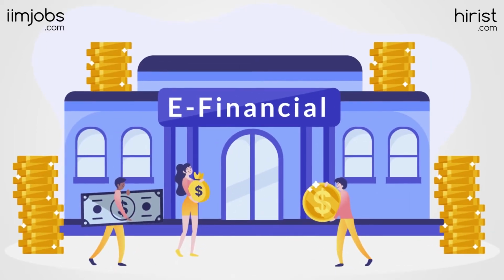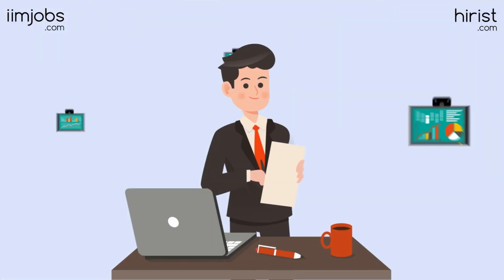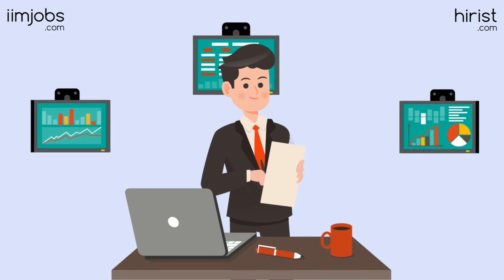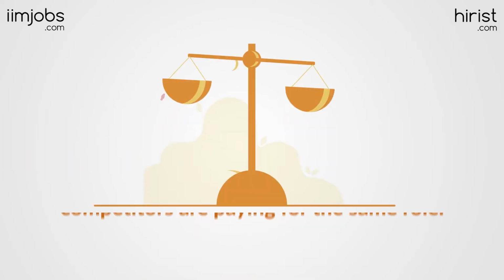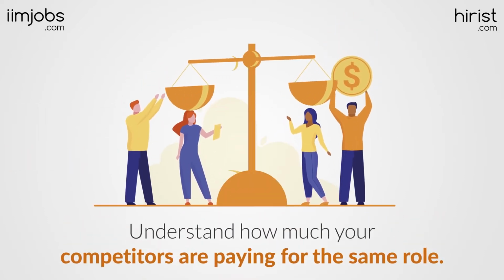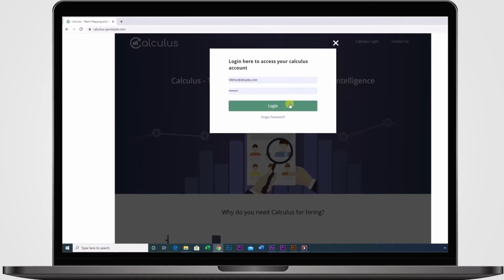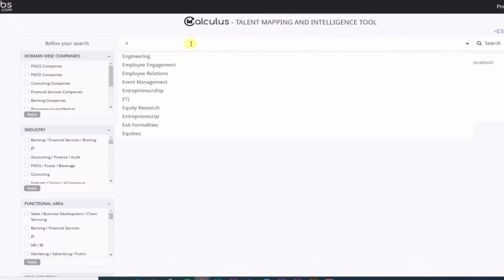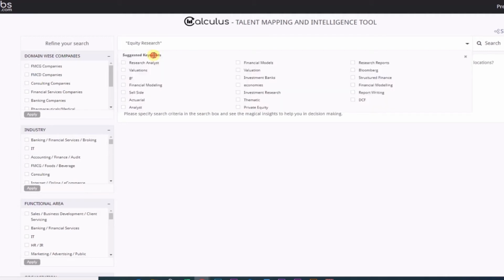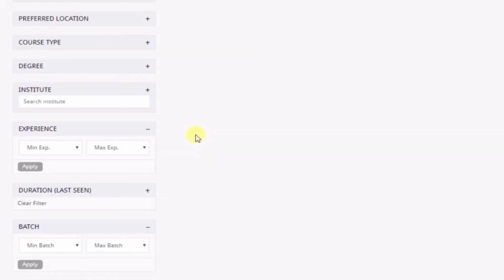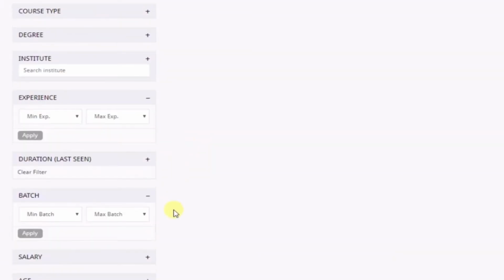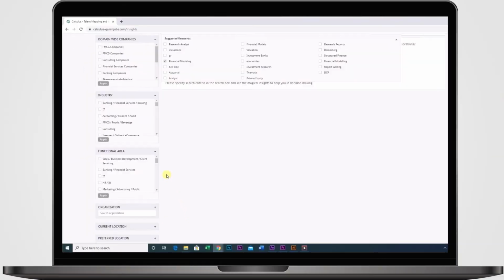You are a financial services or brokerage firm and on a lookout for an equity research analyst. But you want to identify the market rate for the position and understand how much your competitors are paying for the same role. You simply log into your Calculus account, search for your desired query, in this case, equity research and financial modeling. You can further adjust filters that include industry, function, experience, batch, etc. on the Calculus dashboard to obtain data that is closest to your specific hiring needs.